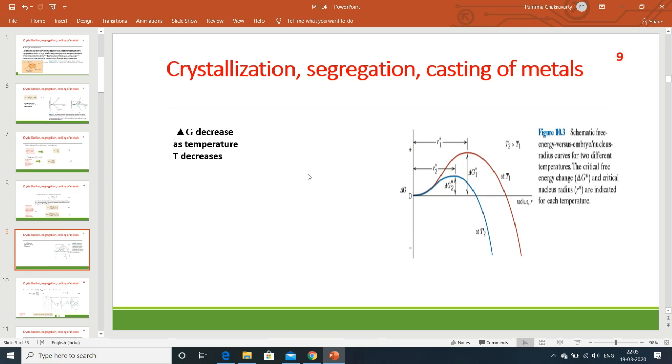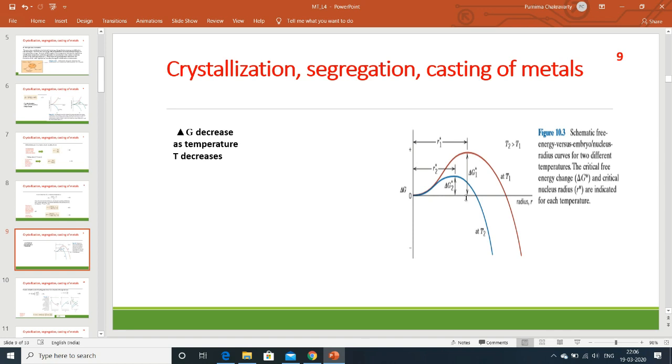So here we have tried to plot the values of G versus radius for different temperatures. Here you can see very clearly that we have two temperatures, one is T2 and another one is T1. And it's very clear that T2 is higher than T1. That means the temperature T2 is more than the temperature T1.